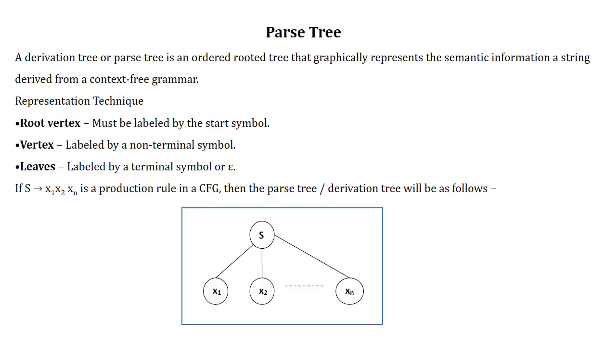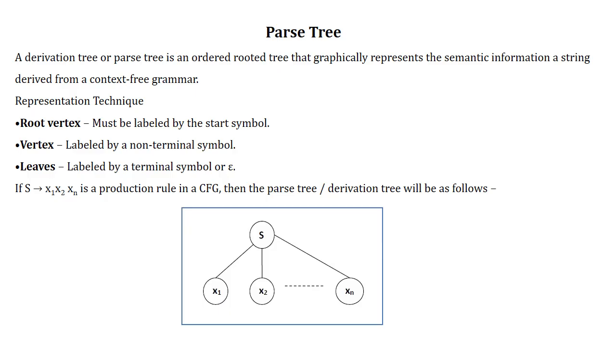Parse tree is a tree-like structure which has its efficient use in natural language processing, compiler design, etc. Parse tree is nothing but an ordered rooted tree that graphically represents the semantic information of a string which is derived from the context-free grammar. So a sample parse tree is shown over here.